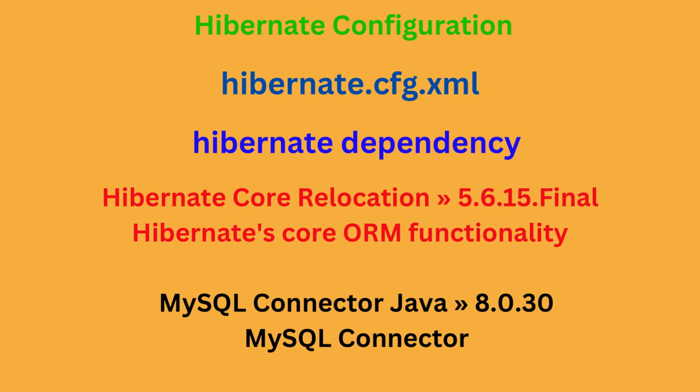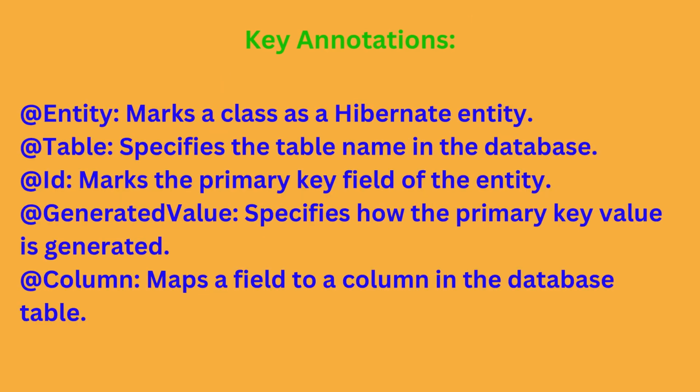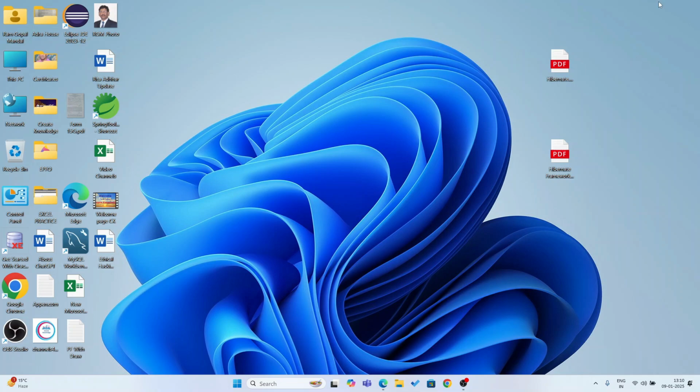In this video, we will learn how to create the Hibernate configuration file, that is hibernate.cfg.xml, and how to add dependencies in the pom.xml file. And the most important, how to use key annotations in Hibernate, and I will make a student management program by using the key annotations. Before the start of coding, I want to give brief descriptions about Hibernate.